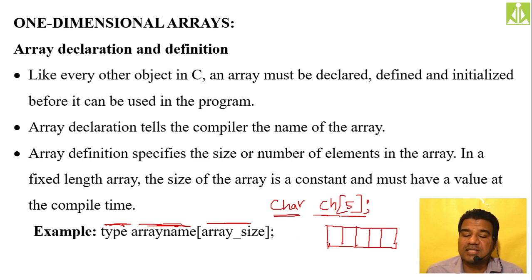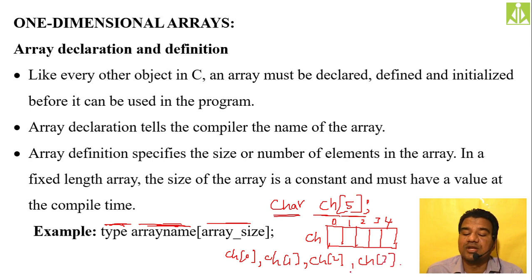The name of this array is ch, and we can access individual elements with the help of indexing. The indexing always starts at 0 and ends at maximum size minus 1. What is the maximum size over here? 5, and 5 minus 1 gives you 4. So the first element is accessed like ch[0], the second element like ch[1], ch[2], ch[3], and finally the last element like ch[4]. Like this you can access all the elements present inside your array.